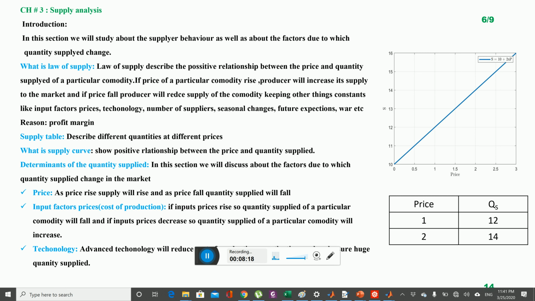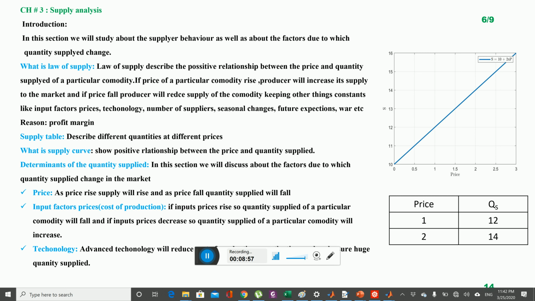For example, Mr. Hidayat is manufacturing ice cream, and the prices of the input factors like sugar, milk, flavor, chocolate, labor, machinery, building, and office increase, but the price of the ice cream is the same in the market. So when the cost of production doubles but the price of the ice cream in the market is the same, it means the profit margin of the producer will decrease.